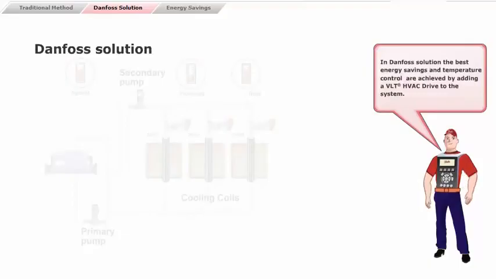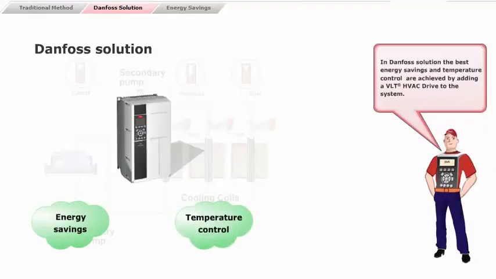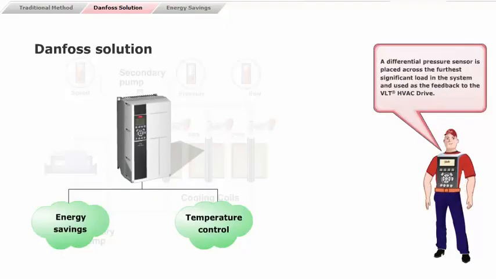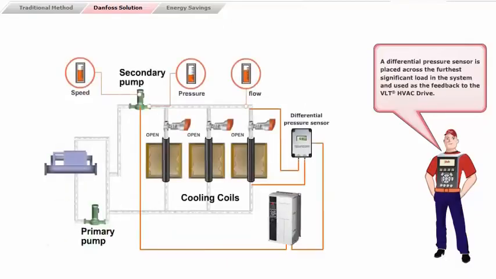In the Danfoss solution, the best energy savings and temperature control are achieved by adding a VLT HVAC drive to the system. A differential pressure sensor is placed across the furthest significant load in the system and used as the feedback to the VLT HVAC drive. The differential pressure sensor should be installed across the coil and control valve to measure the total pressure drop in the loop.